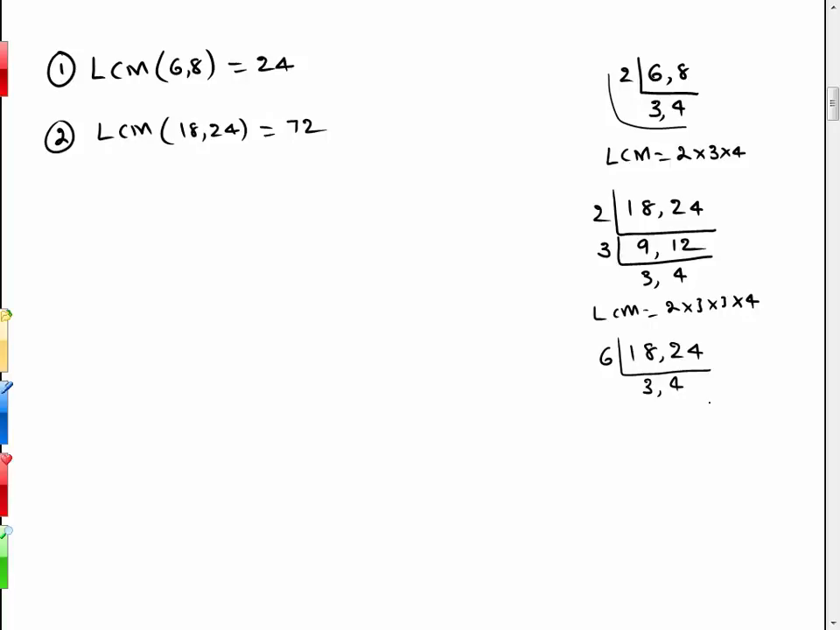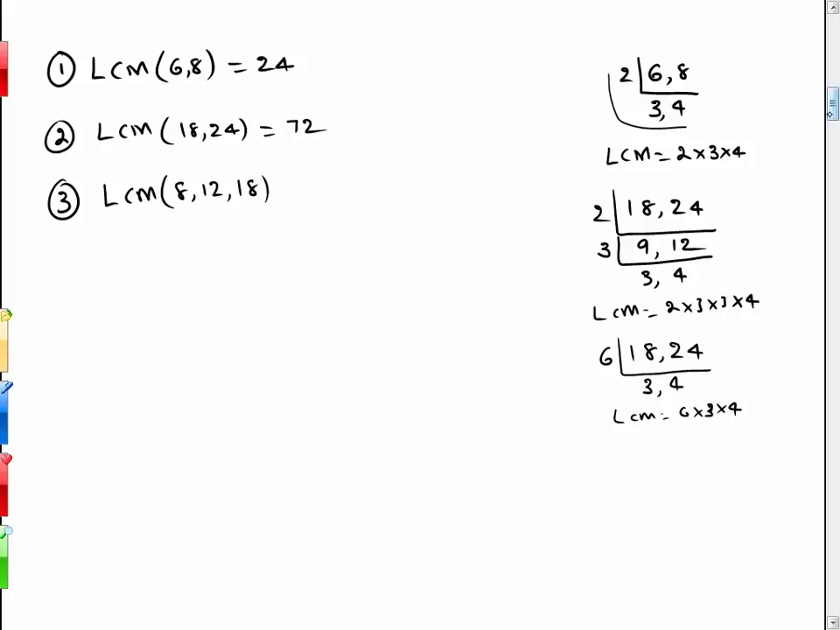Okay. So as before, LCM is just simply the product of 6 times 3 times 4. 6 times 3 is 18, 18 times 4 is 72. We got the exact same answer. Cool? Alright. What about 3 numbers? Say I have to find the LCM of 8, 12, and 18.